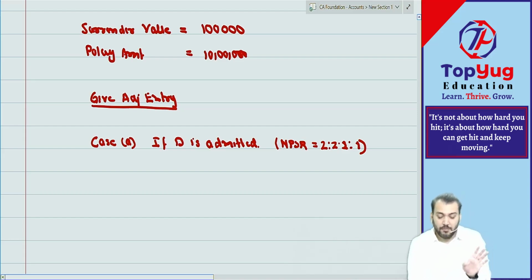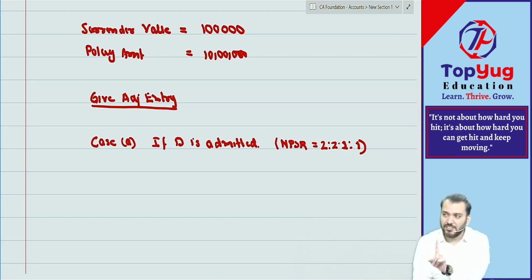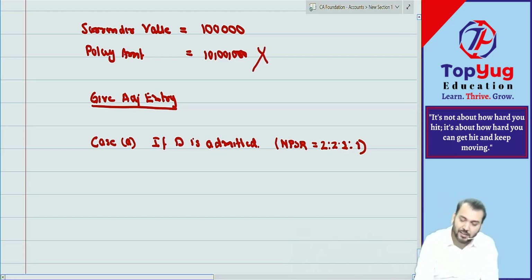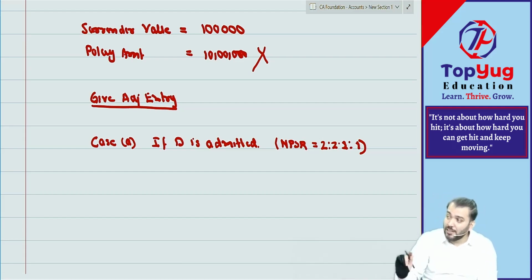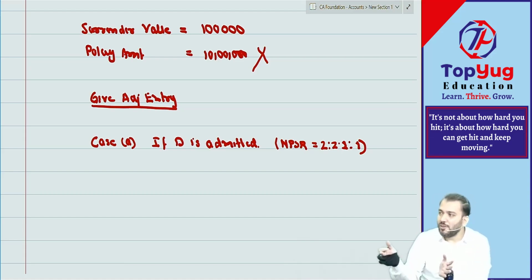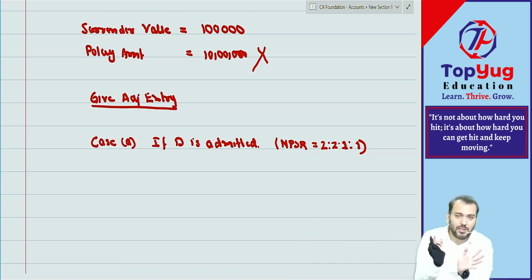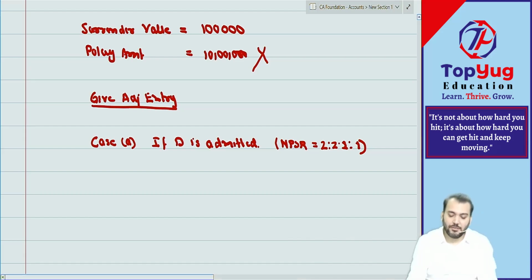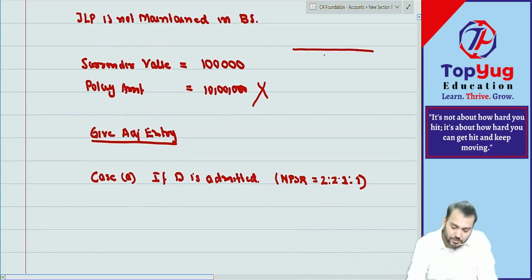Correct? Now first, which amount is relevant? Surrender value or policy amount? Policy amount? Don't think. Okay. Now on this date what amount is receivable? 1 lakh. The amount receivable should come in balance sheet or should not? Amount receivable is an asset, so that asset should appear or not? Just try to understand, everyone. Right now JLP is 0, no? Speak up.